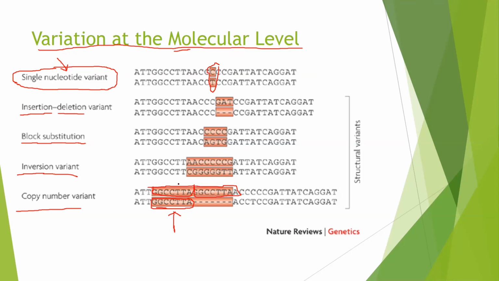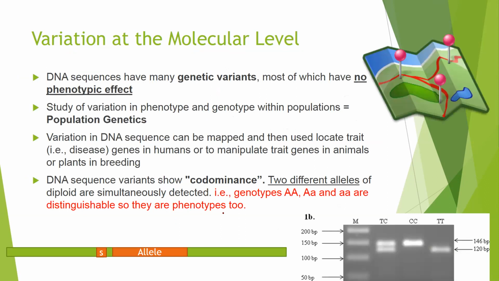Identical region, but for this individual, you're going to see more than one copy. All right, so these are the forms of DNA variants. These markers, these DNA variants, can help us, as I mentioned, to identify genes that are associated with or responsible for the variability of a trait of interest.